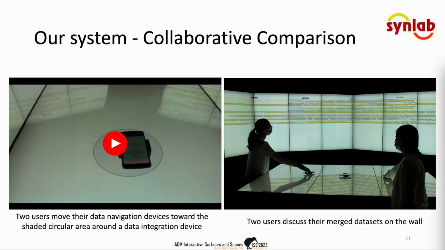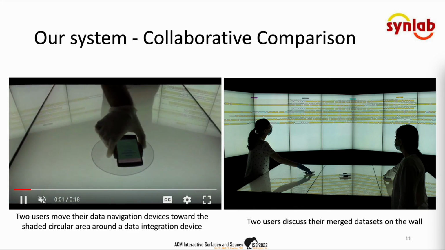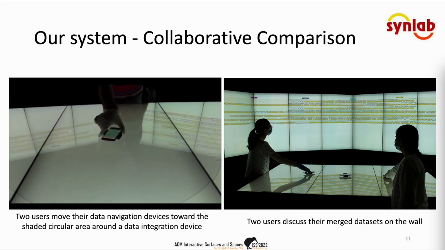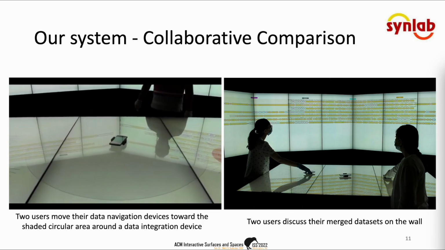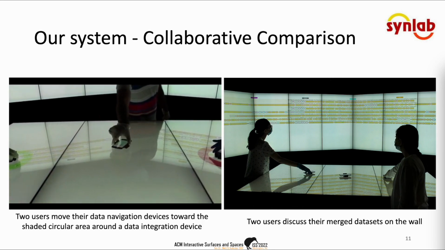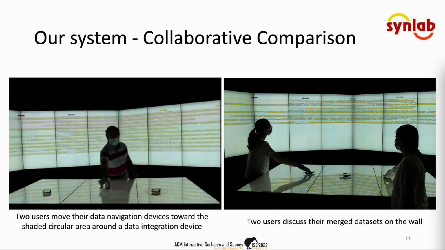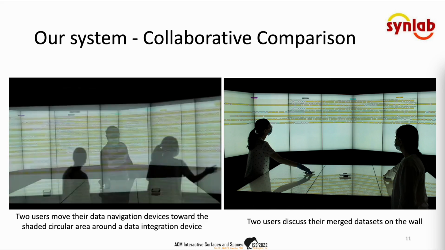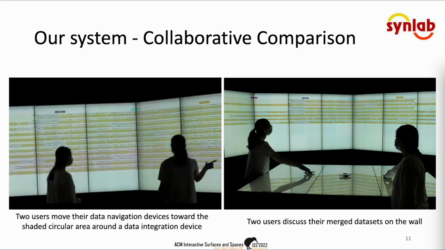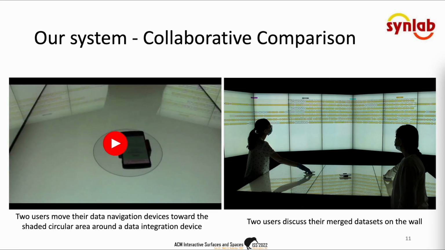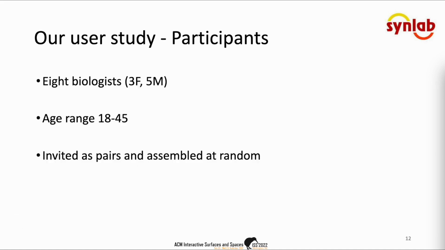However, since the wall display is large and visible to all, users can discuss the data and share observations with each other anytime. Users may sometimes want to compare individual analyses more closely. Therefore, we designed a flexible data integration mode to transition between individual and merged analysis. When a mobile device is in data integration mode, a shaded circular area appears around the device, defining a space on the table where the data from multiple data navigation devices can be merged.